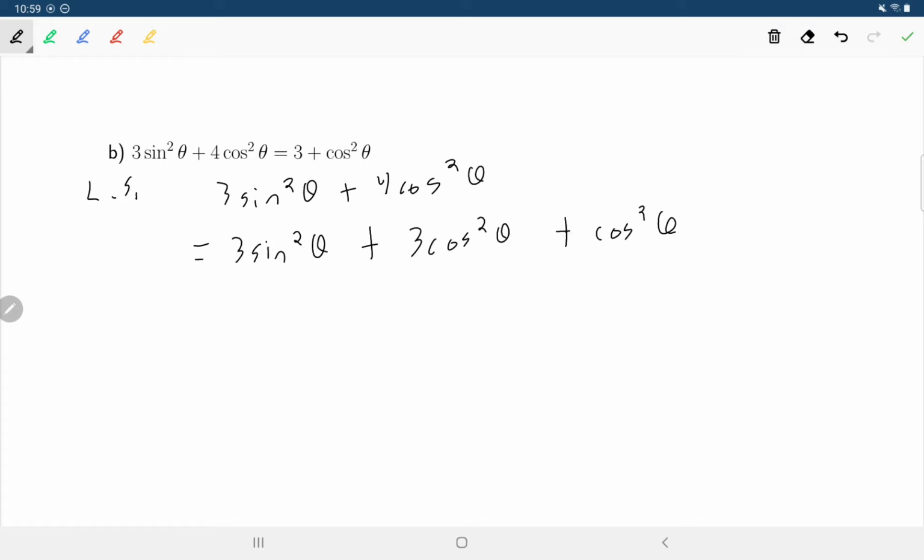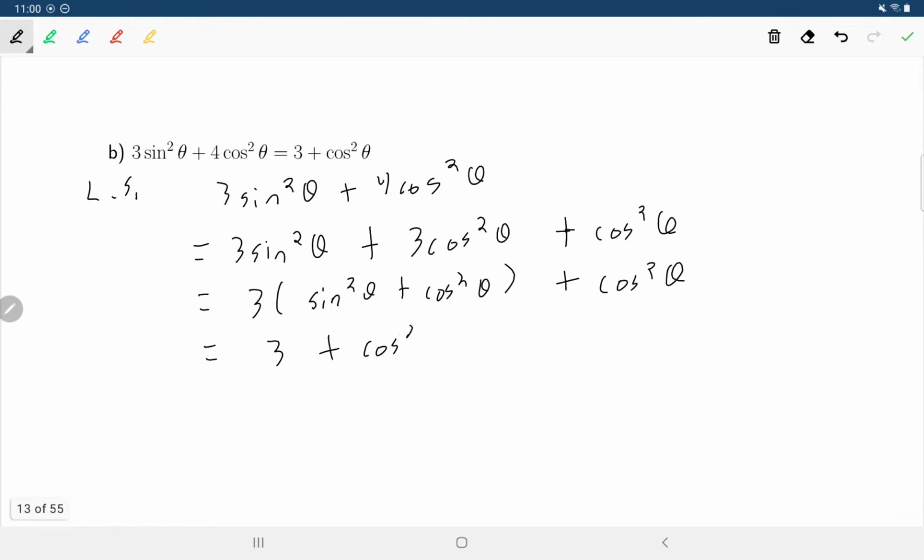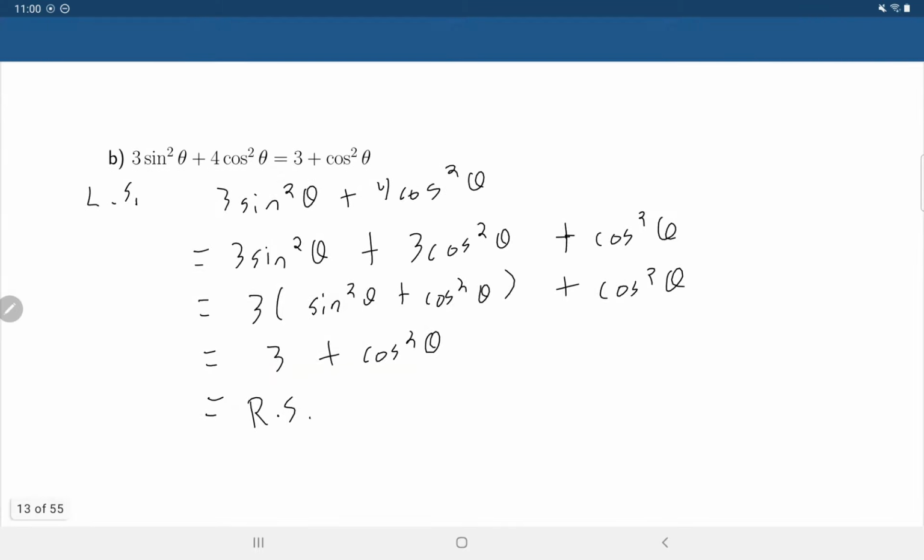So nothing really fancy has happened here, but these two terms that I have, 3 sine squared theta plus 3 cos squared theta, that's the same thing as 3 times sine squared plus cos squared. And we know, courtesy of our Pythagorean identity, that sine squared plus cos squared is equal to 1. So this is really 3 times 1, which is just 3. And we can see that, yes, this is exactly the right side of our equation. So, yes, we've established that identity.